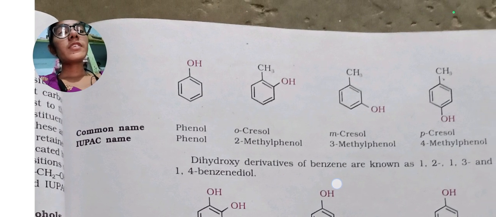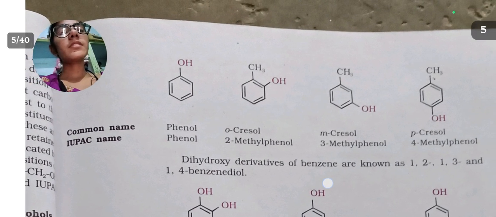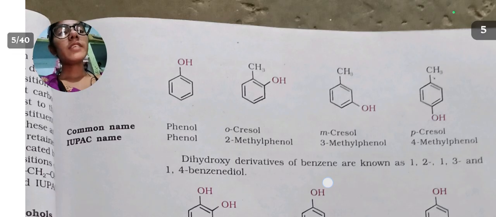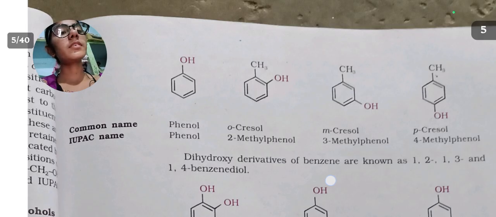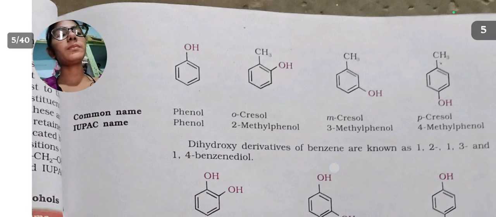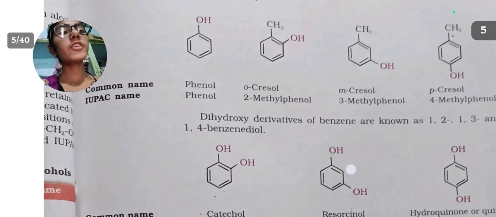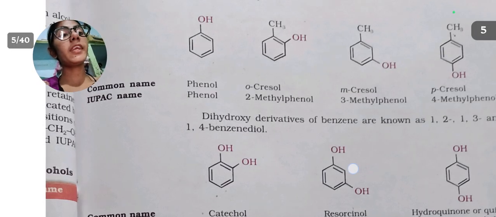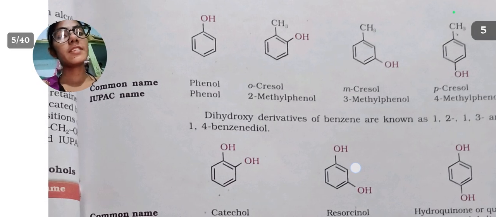You have to see the examples. The first is phenol, the second is ortho-cresol, the third is meta-cresol and the fourth is para-cresol, in which the OH group is attached at the ortho, meta and para positions with a CH3 group.